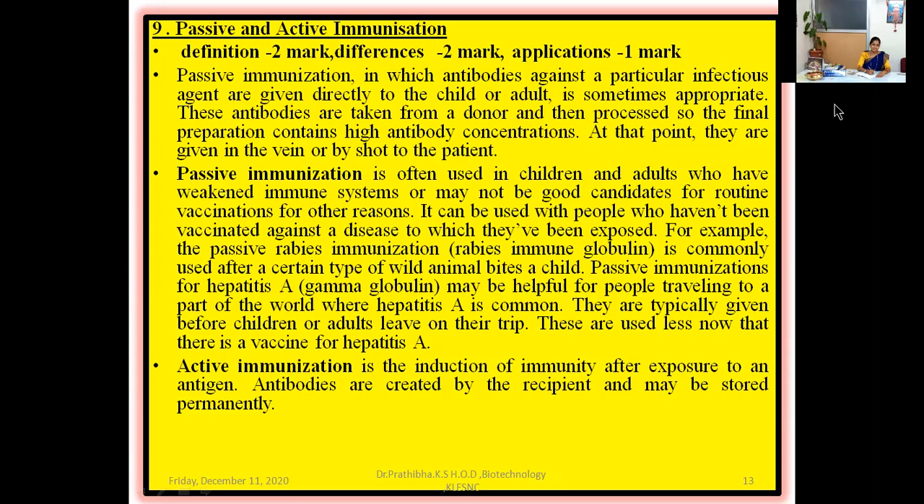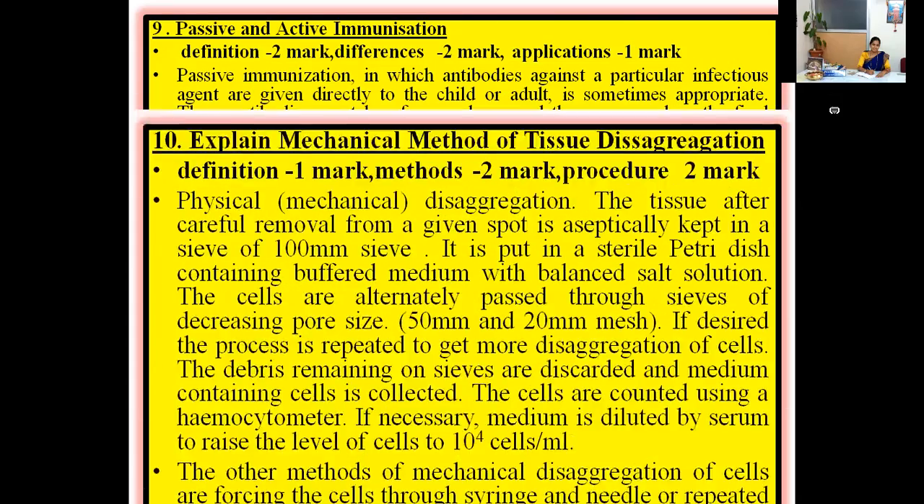Now let us go through the active immunization. Active immunization is the induction of immunity after exposure to an antigen. Antibodies are created by the recipient and may be stored permanently, whereas passive immunization is temporary, that is only given in the instant condition. For example, passive immunity is breastfeeding. Only during that time, that particular baby will be nourished through the breast milk, where you could see the presence of secretory immunoglobulins.